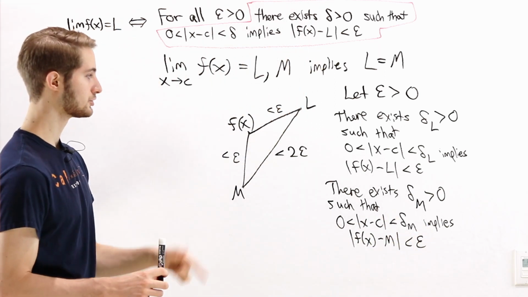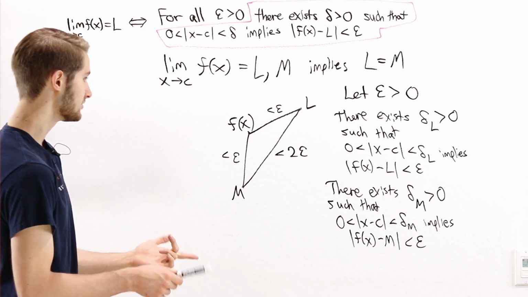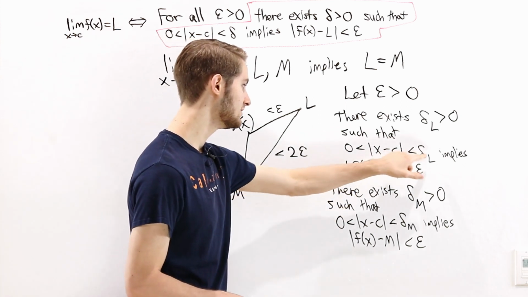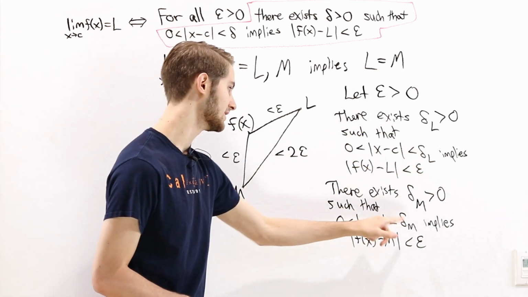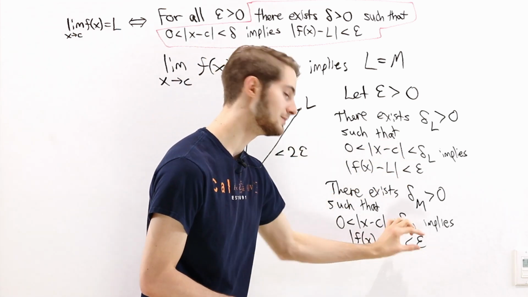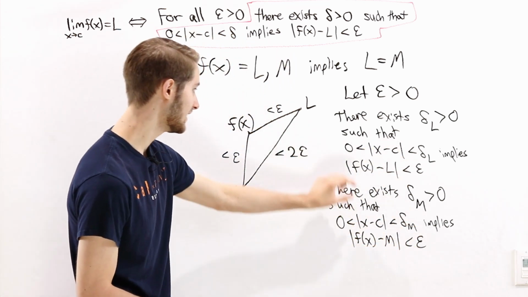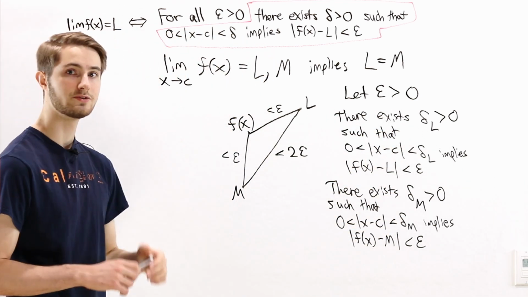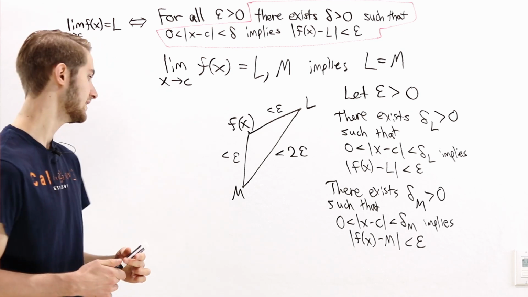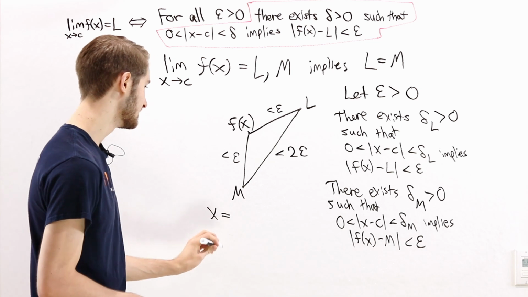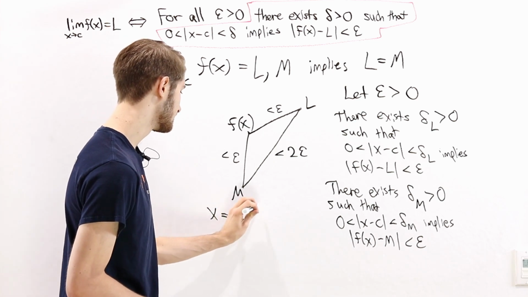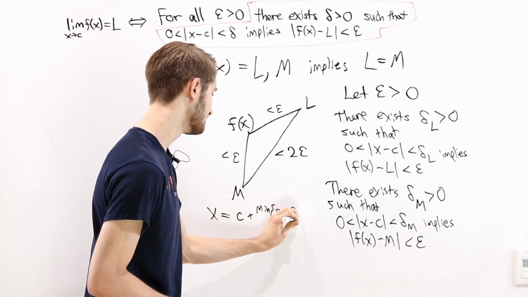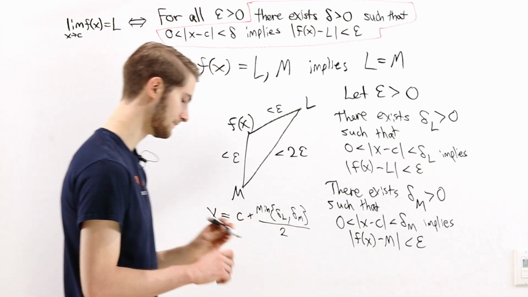Now this is the part where we use the triangle inequality. In order to do that, we first have to actually find a value of x so that the distance from x to c is less than delta L, and it's also less than delta m, because we want to use both of these statements at the same time. So this value of x has to satisfy this condition, and it also has to satisfy this condition. So we have to be a little bit creative about how we pick the value of x. And the way to do it is we take x equal to c plus the minimum of delta L and delta m, and then divided by 2.